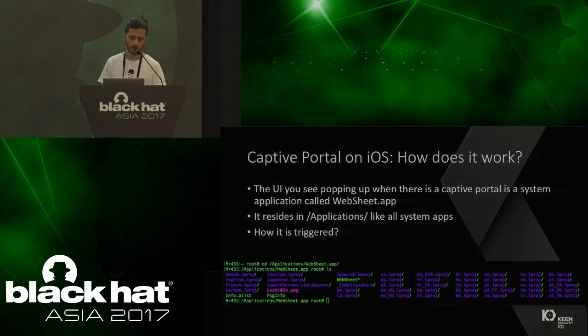So what about the captive portal on iOS? How does it work? As a user experience, you see a UI that pops up when there is a captive portal system in the network, and this UI is called WebSheet.app. WebSheet.app is a system application, and it resides in the Applications folder, as you can see in the screenshot. But how does it trigger?